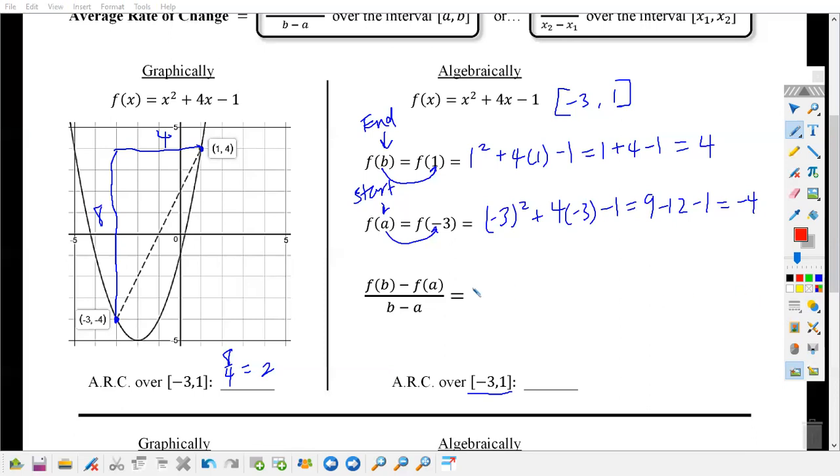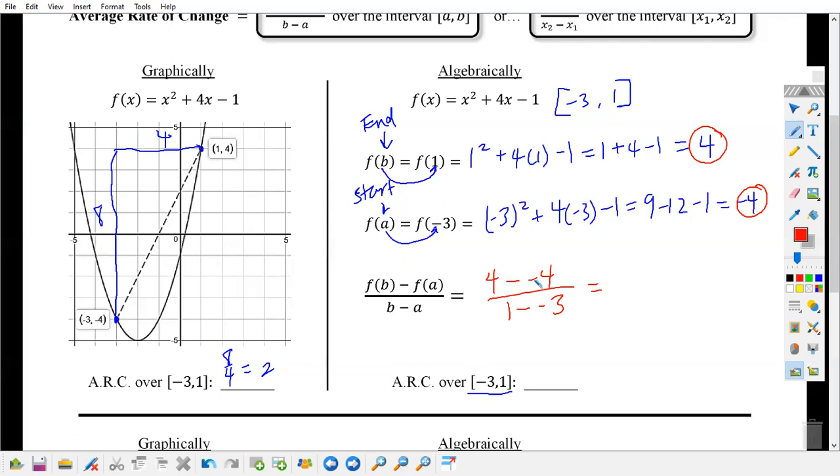Okay. And now you're just substituting everything in. So what did we get for f of b? 4. What did we get for f of a? -4. What did we substitute in for b? 1. What did we substitute in for A? -3.